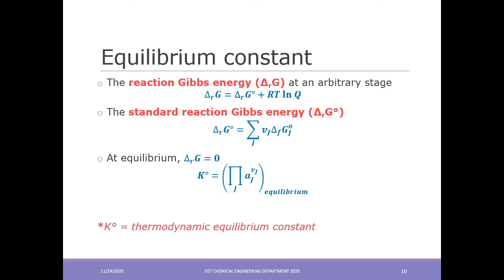This means that the activities are at their equilibrium values, and we will define the thermodynamic equilibrium constant K0 as follows. This means that K0 is the value of the reaction quotient Q at equilibrium. Take note that activities are dimensionless, which means that K0 is also dimensionless. Also, because delta G sub R is 0, we can get the relation of standard reaction Gibbs energy and thermodynamic equilibrium constant as such. This equation is an exact and very important relation since this allows the prediction of the equilibrium composition of the reaction mixture.